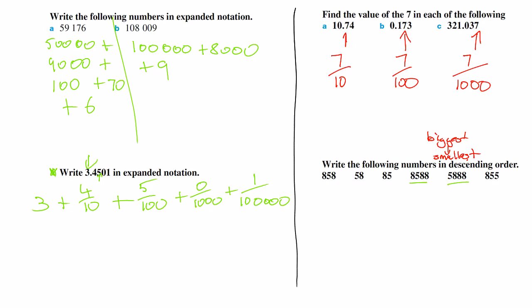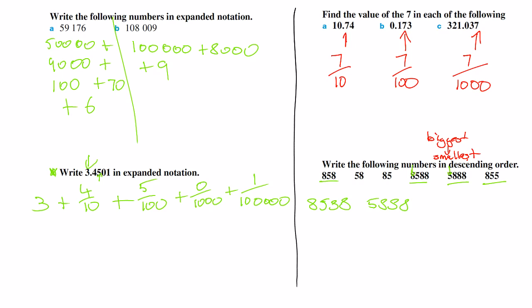So I've got to look at the furthest left, so that's the 8 and the 5. 8's bigger, so 8 will be the biggest number. So 8,588 is the biggest, followed by 588. The next step is to look at 858 and 855. Why? Because they've got 3 digits in them.